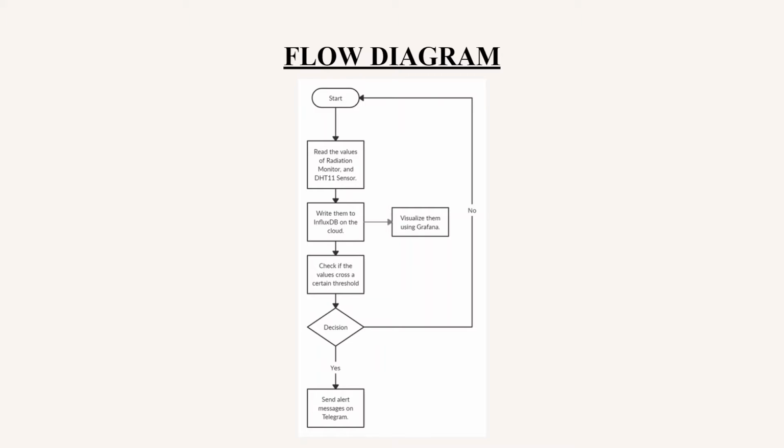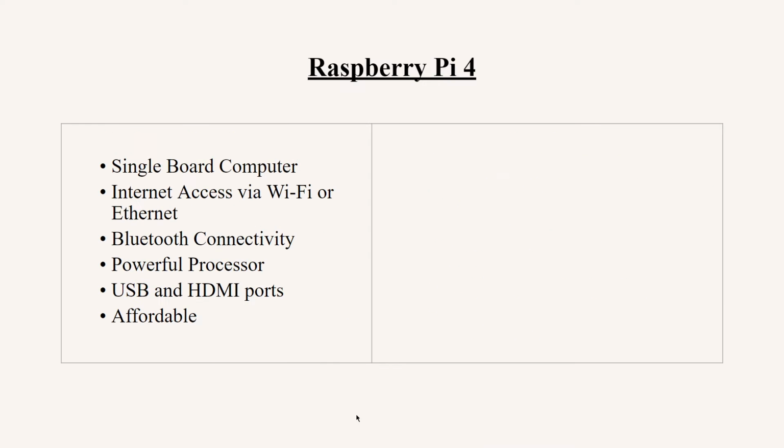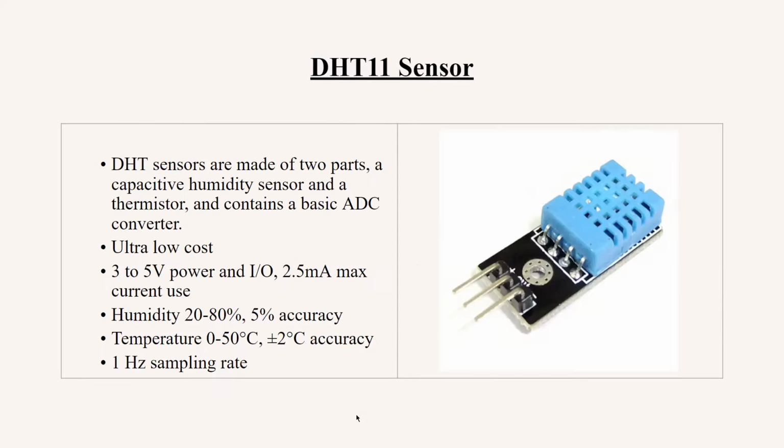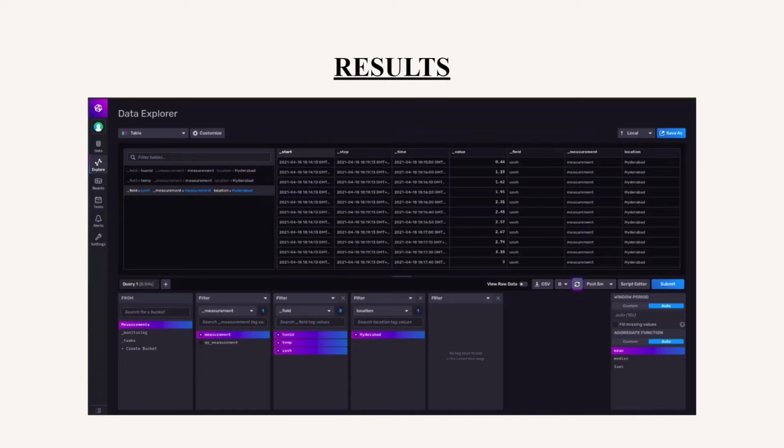So this is the flow diagram. It's a pretty simple flow diagram. We just read the values of the radiation monitor and DHT sensor. We write them to InfluxDB, and simultaneously we visualize them using Grafana. If the values cross a certain threshold, then we send alert messages on Telegram. So these are the hardware and software requirements. Let me just demonstrate all of that physically.